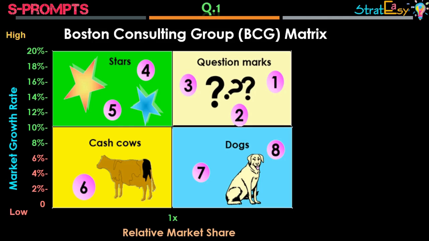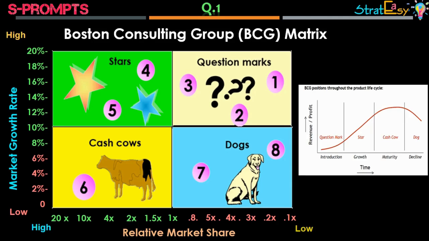The ideal situation of equal market share of both companies, we will put in the center as 1x. Then towards our left hand side, the relative market share is increasing, say up to 10 times or 20 times, meaning our market share is better than our competitor's market share. Towards our right hand side it is less than 1, that is 0.8 times, 0.5 times, or 0.1 times, meaning our market share is lesser than our best competitor. Therefore, on the x axis we will write high on our left hand side and low on our right hand side.